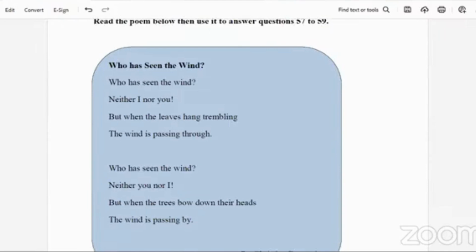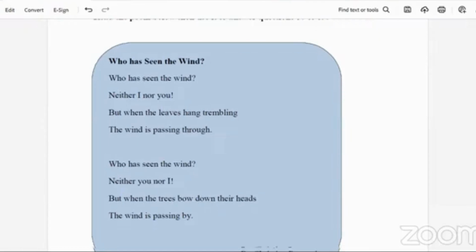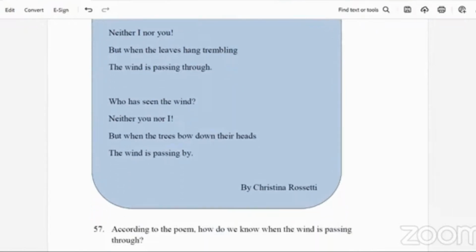All right, read the poem below, then use it to answer questions 57 to 59. This is a poem that I read at school when I was in primary school. So this poem has been around a long time. Who has seen the wind? Neither I nor you. But when the leaves hang trembling, the wind is passing through. Who has seen the wind? Neither you nor I. But when the trees bow down their heads, the wind is passing by. That poem is by Christina Rossetti.